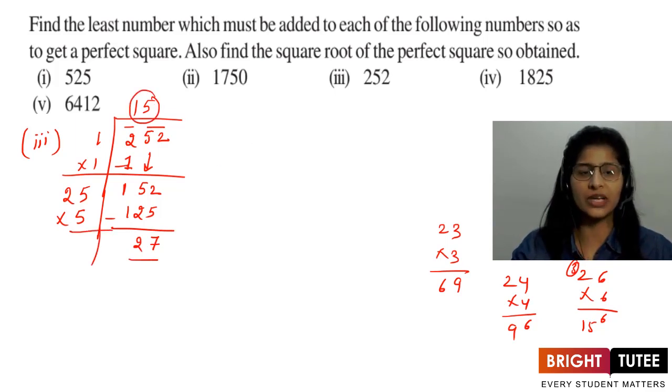Now what is the quotient? 15. What is the next number after it? It is 16. Square of 16 is 256. From 256 subtract the original number, that is 252.